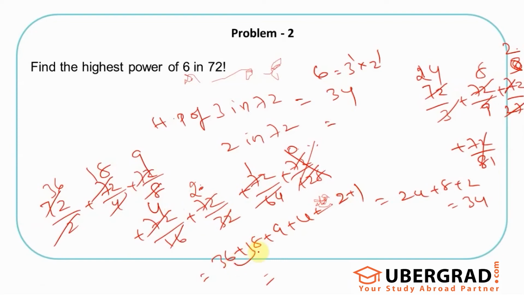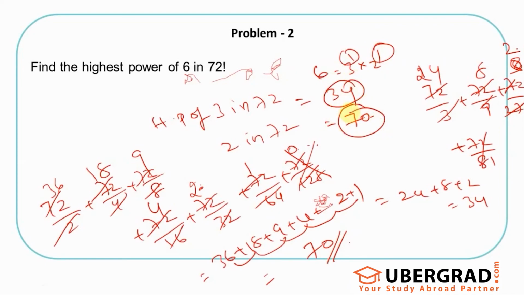So 54, 63, 67, 69, 70. So that's 70, right? For every 3, I need to have one 2. So that means I have 34 3s and I have more than 34 2s. So 34 is enough. 34 2s are available and 34 3s are available. So 72 factorial is basically 6 power 34 into something. 34 is the answer for this.